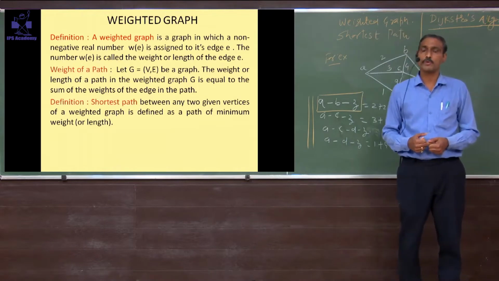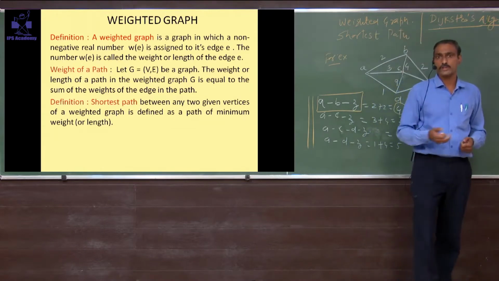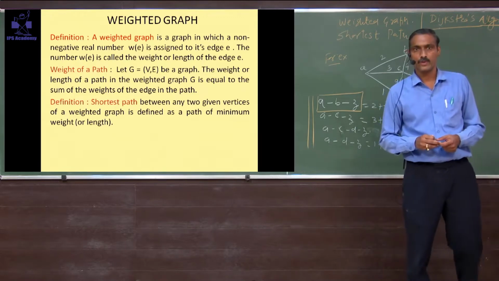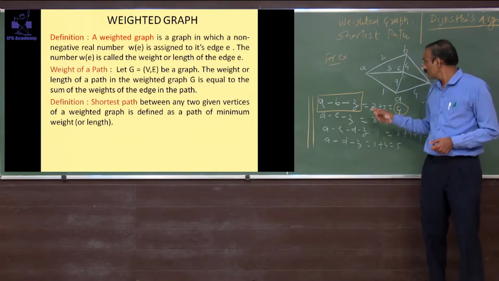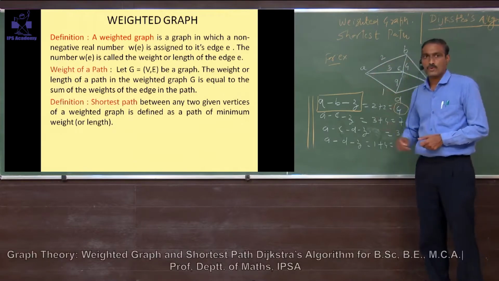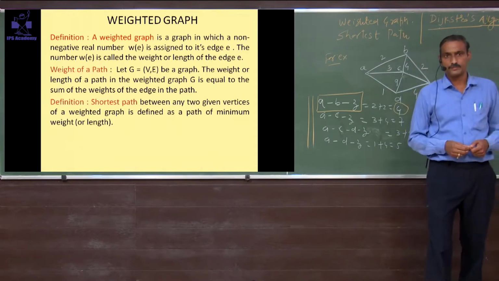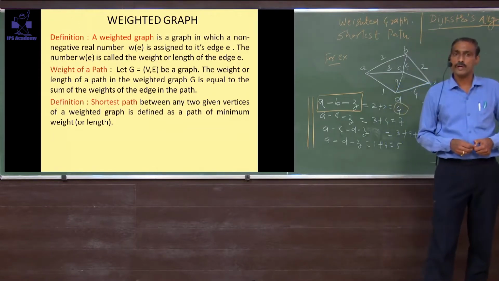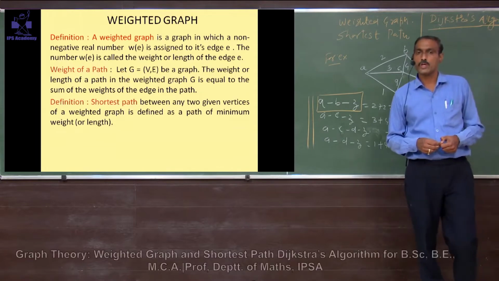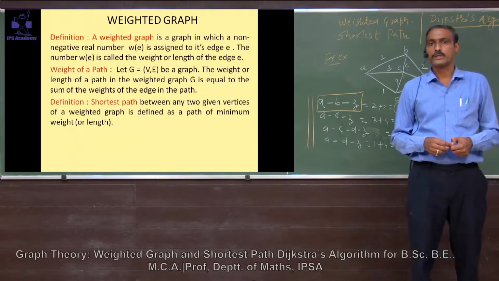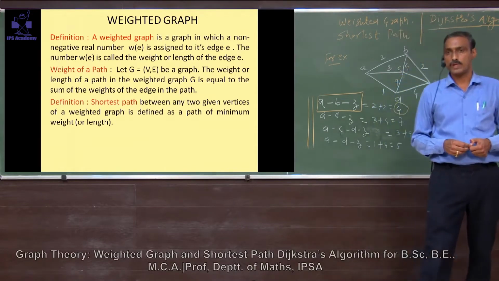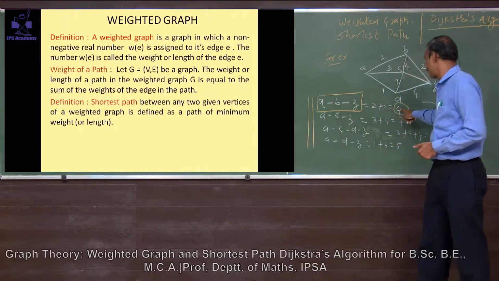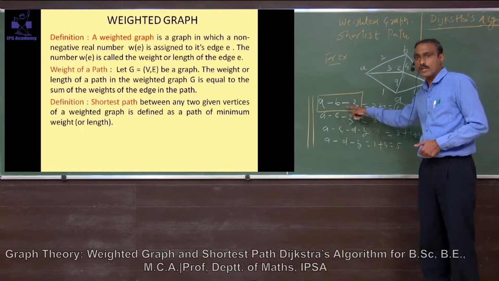This is the most important application of graph theory, finding the shortest path using Dijkstra algorithm. Now we discuss this weighted graph. What is the weight of a path? Let G equals (V, E) be a graph. The weight or length of a path in the weighted graph G is equal to the sum of the weights of the edges in the path. The weight of this path is 4, the sum of the weights of all edges.